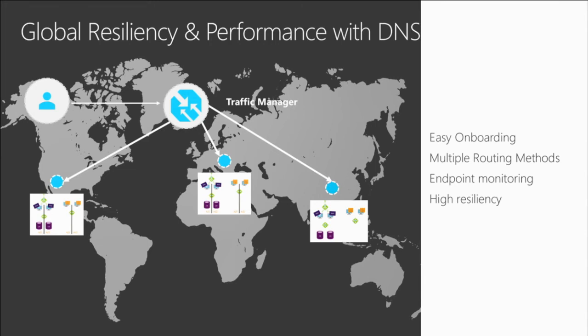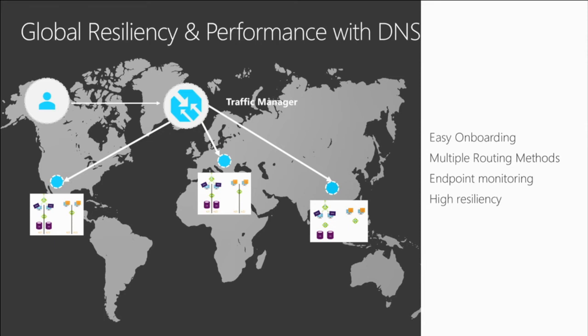We are constantly monitoring it to see that it's available, it's ready to take traffic, and if so, based on the routing method that you specify, and there are multiple routing methods, we'll go through them deeper, when a user connects at the DNS layer to look up where they should go to, Traffic Manager will pick the right endpoint for them and return it back.